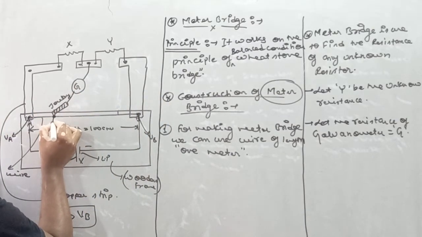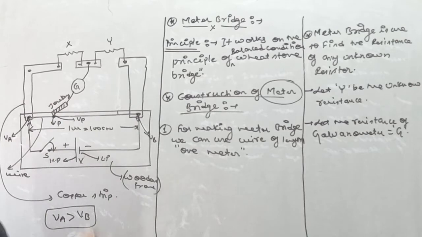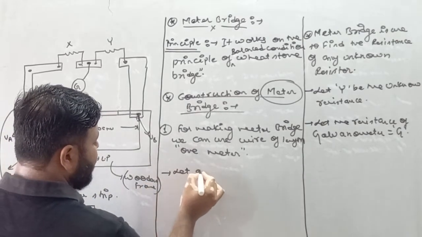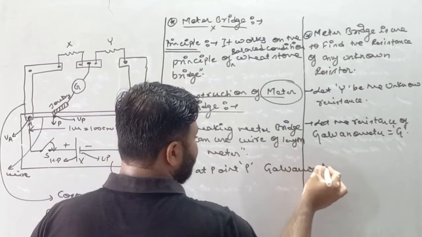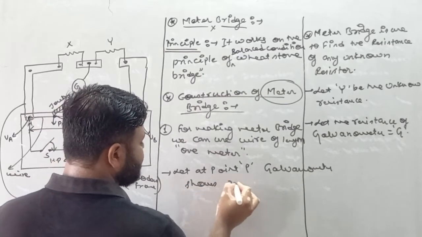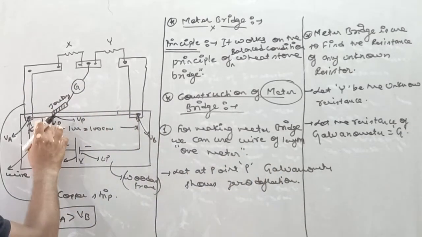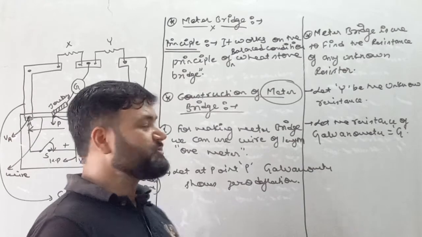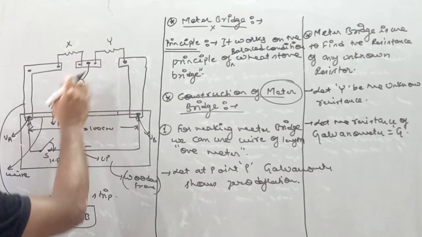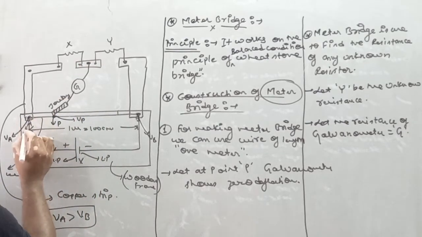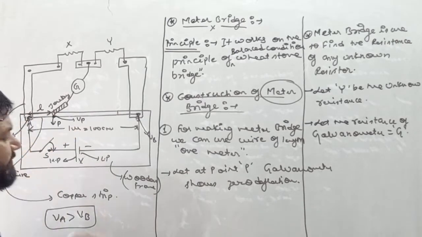Let's suppose I'll get a point P whose potential is VP. At point P, the galvanometer shows zero deflection. I am considering, my dear student, that at point P, this galvanometer shows zero deflection. So if the galvanometer shows zero deflection, what does it imply? It implies now no current is flowing across this resistor. Let's suppose the distance from point A to point P is L, where the galvanometer shows zero deflection.